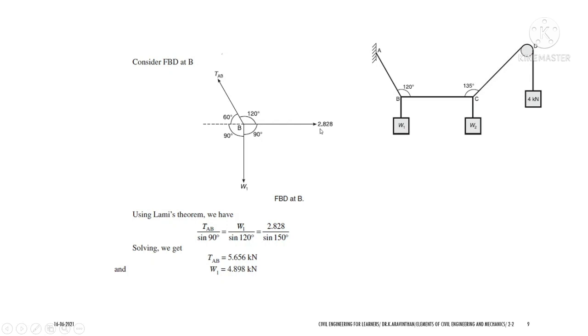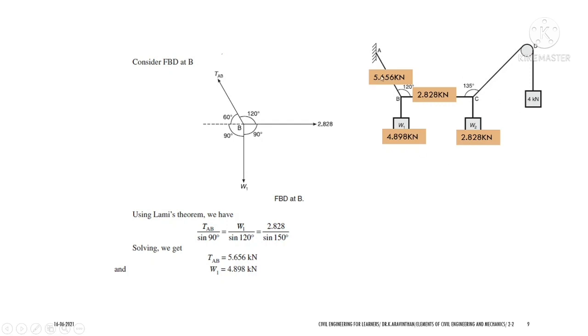So we already know this is 2.828. Using 2.828 by sine 150, and W1 by sine 120, and TAB by sine 90. If you need TAB, you can cross multiply by sine 90. TAB will be 5.656 kilonewton, and if you need W1, you can cross multiply here, and 2.828 by sine 150 into sine 120, and the answer of W1 will be 4.898 kilonewton. Yes, after finding this value, you got the unknown values.